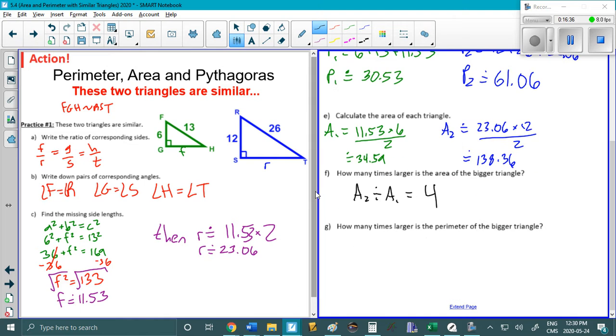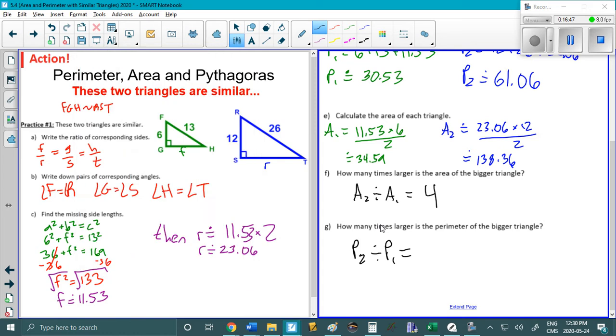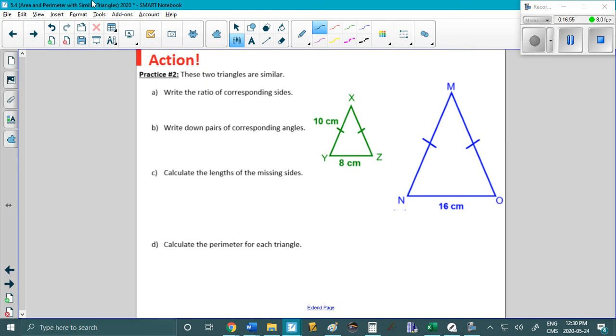And how many times larger is the perimeter? So we do the bigger perimeter divided by the smaller. So 61.06 divided by 30.53, 2. And that's what we would expect, right? If the perimeter is double, or if the sides are double, the area should be quadruple.